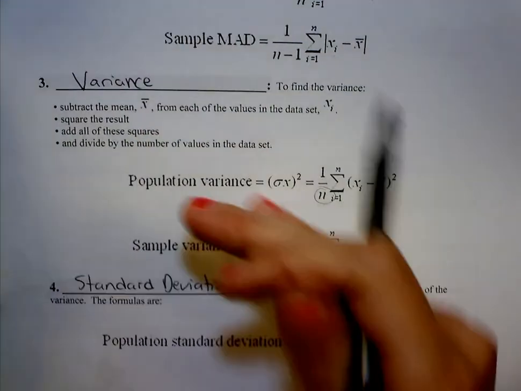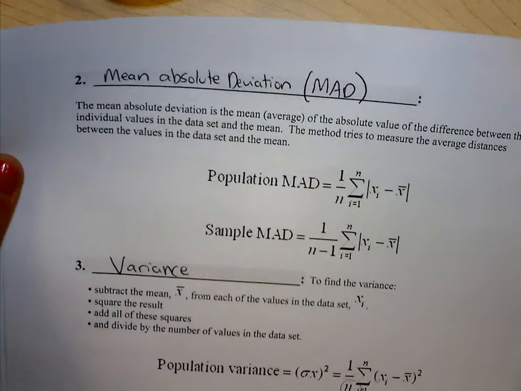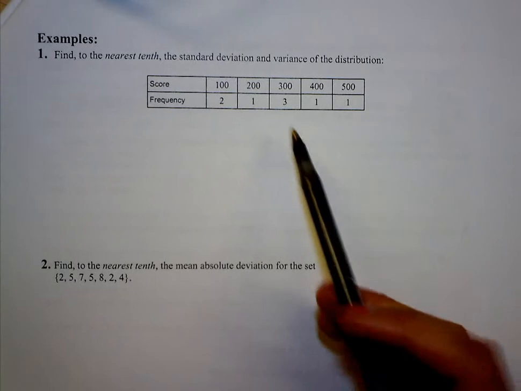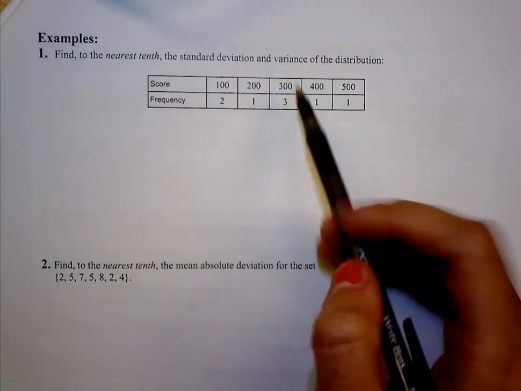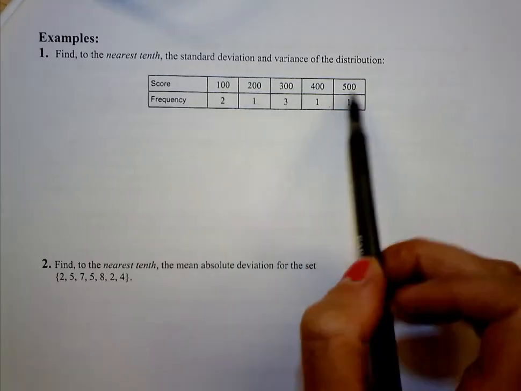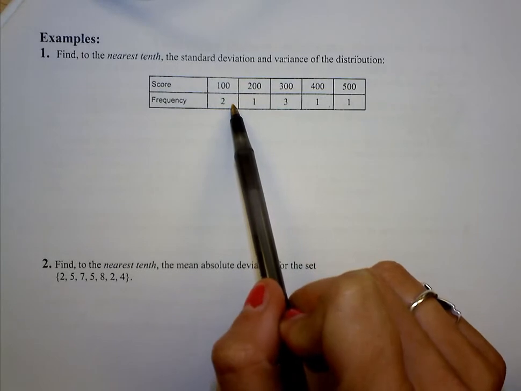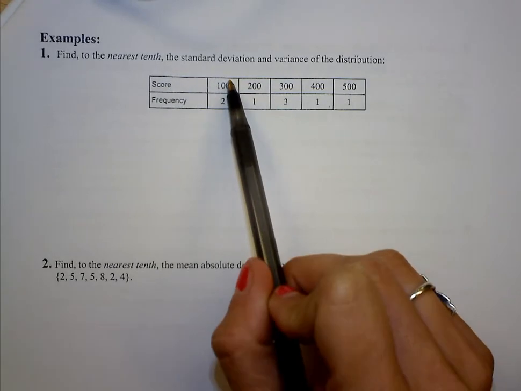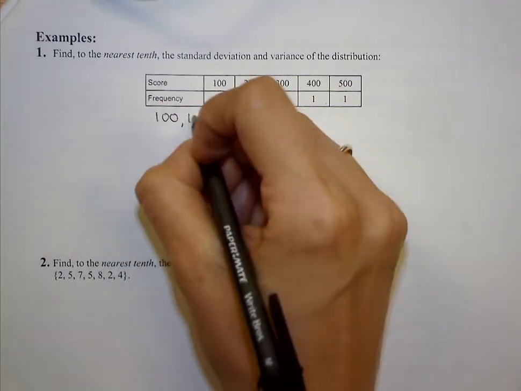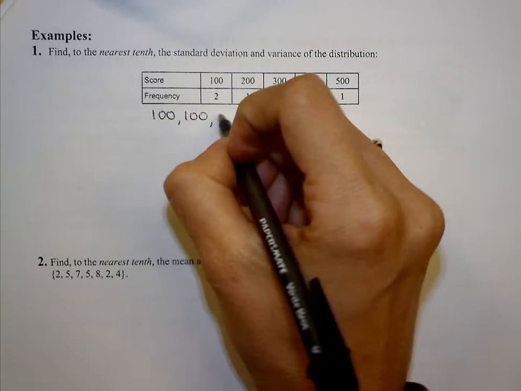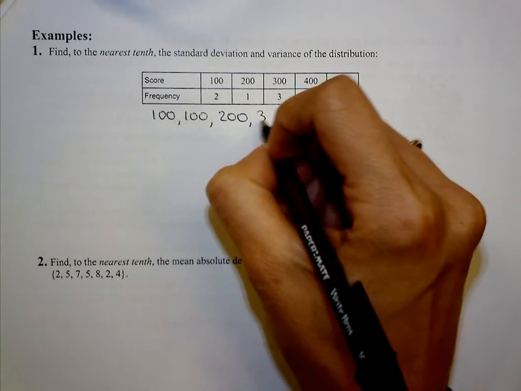So let's do two examples that will go over variance, standard deviation, and mean absolute deviation. Because looking at these equations, I'm assuming most of us are a little bit lost at this point. All right, number 1. Find to the nearest tenth the standard deviation and variance of this distribution. Now let's first try and comprehend what this table is saying. So we have different scores here, but we also have a frequency. What this frequency means is 2 people had a score of 100. So I'm going to actually write this out. So if 2 people had the score of 100, I have 2 100s. Only 1 person got a 200. 3 people got a score of 300.